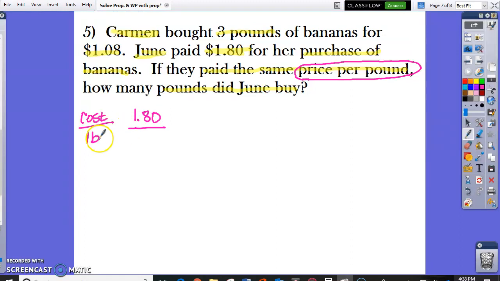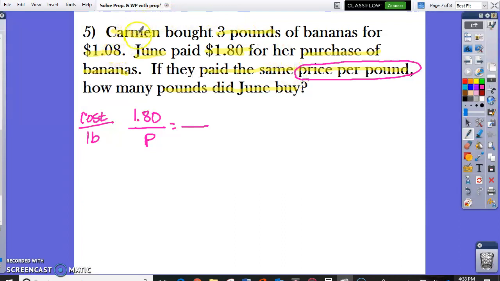Do we know how many pounds she got? Well, let's see, for her purchase of how many pounds. We do not know that. There's your variable. And we also know that they paid the same price per pound. Well, okay, that's a great thing, but we have a little bit of a problem there. We don't know the price per pound.